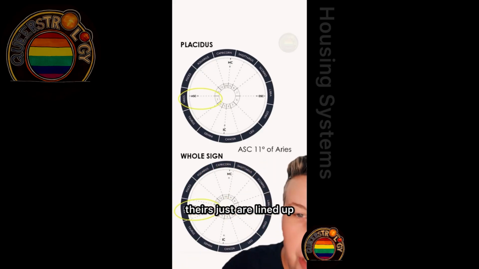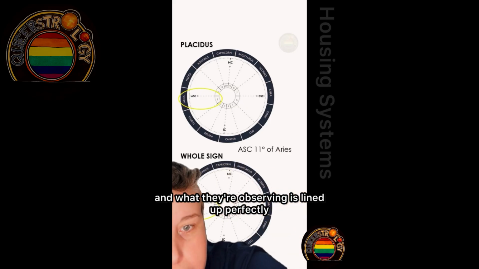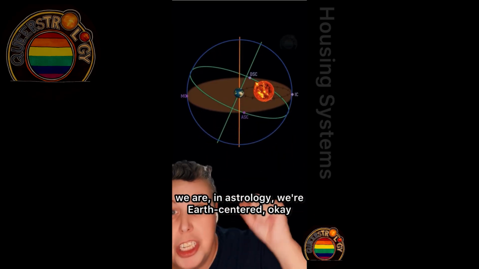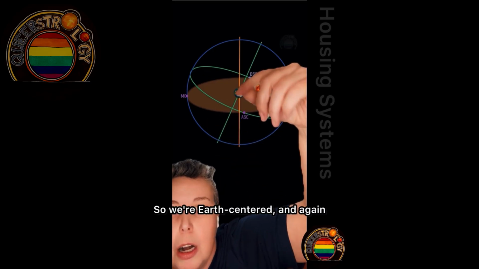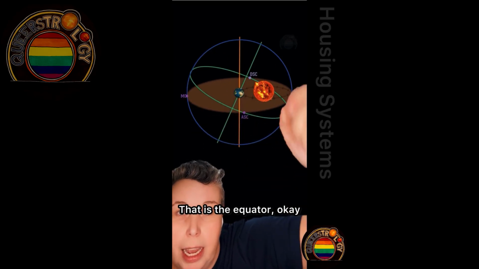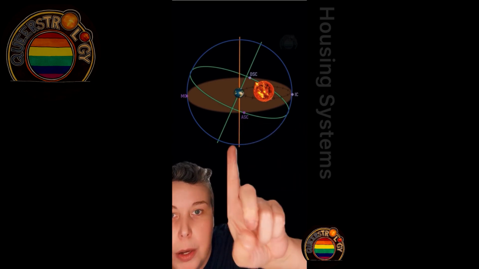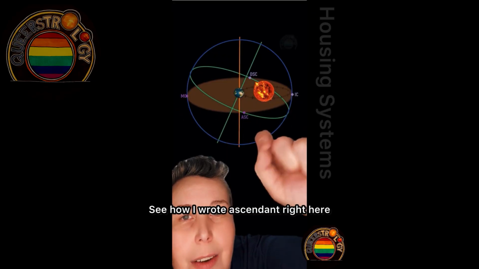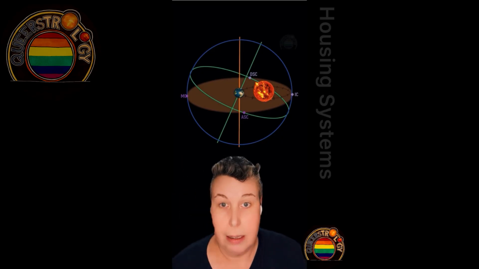So that's why whole signs are just lined up, because the North Pole and what they're observing is lined up perfectly. Now, in astrology, we're Earth centered. This is for all the different kinds of astrology. So we're Earth centered. And again, you can see this green line, that is the equator. This blue is representing the meridian. Now, that being said, you can see this orange thing here, that's our ecliptic. See how I wrote ascendant right here, descendant right here? That is where the ecliptic and the equator meet, right?